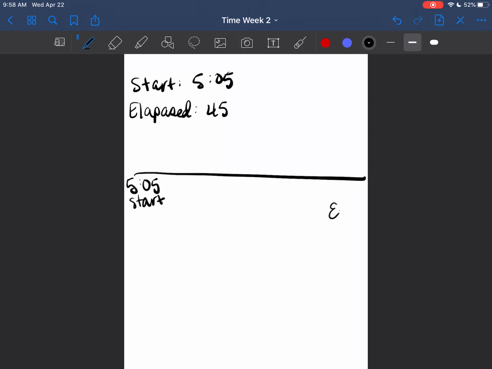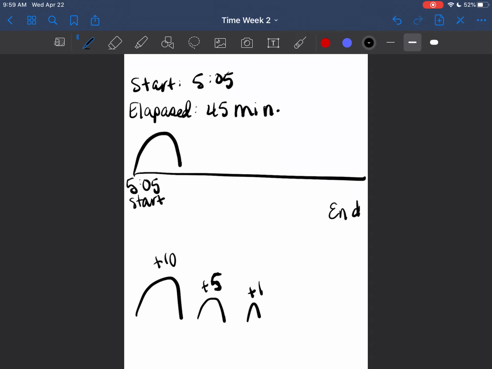My end time goes down here. Now, we're going to jump or hop 45 minutes on my number line. Remember again, we can make jumps of 10 minutes, 5 minutes, and 1 minute. It just depends on what's easier for you to count by. I think right now it's easier to count by 10 minutes, so that's what I'm going to start doing. I'm going to make my first jump of 10 minutes, and I'm going to write plus 10 above my jump, because I know that's 10 minutes passing.